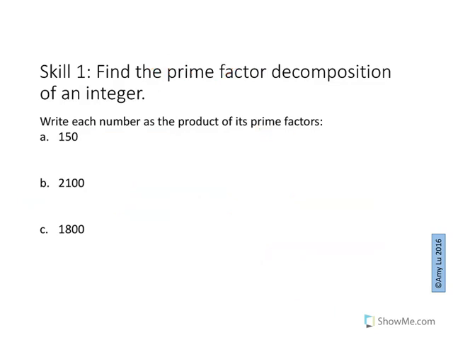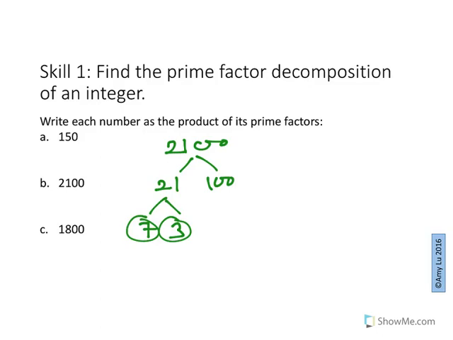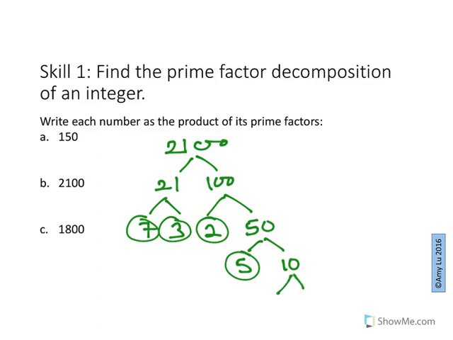So let's work it out. 2,100 can be broken apart into 21 times 100. If you break this apart, this is the same thing as 7 and 3. Those are prime. I'm done. 100 can be broken apart into 2 times 50. The 2 is prime, I'm done there. Let's keep breaking apart the 50 into 5 and 10. 5 is prime. And then the 10 is broken apart into 2 times 5.